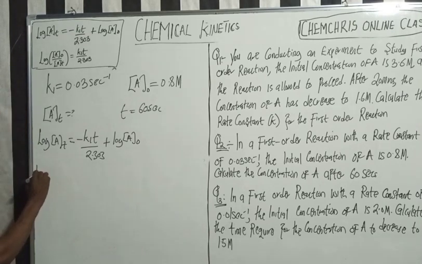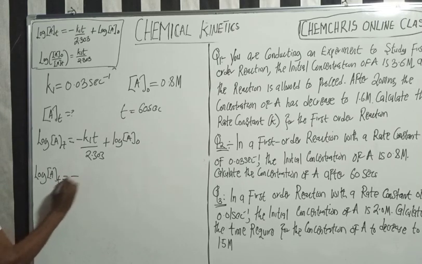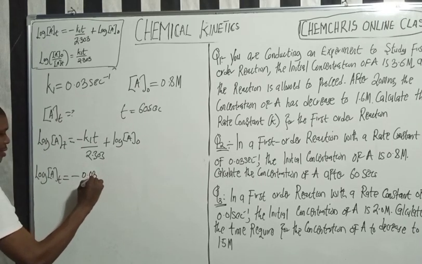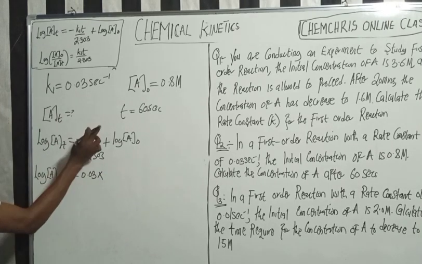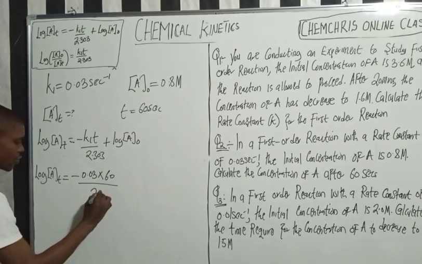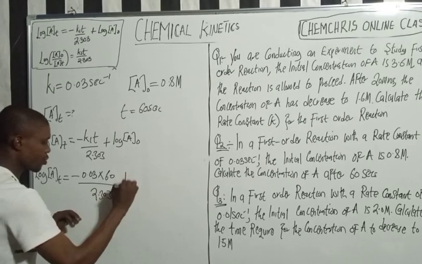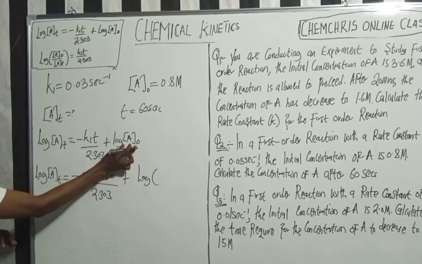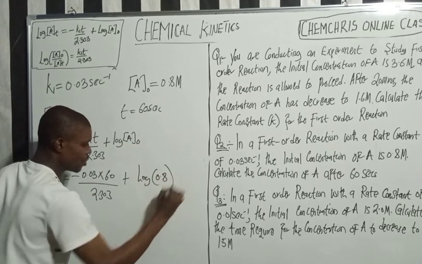So log A_t is equal to minus 0.03 times t, that is 60, over 2.303, plus log A naught, which is 0.8. Do you see that?